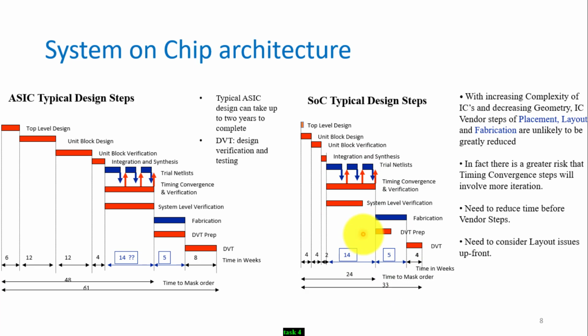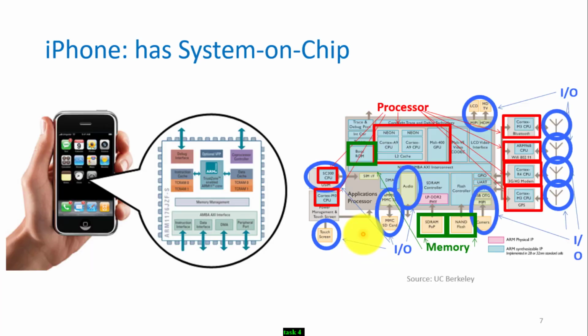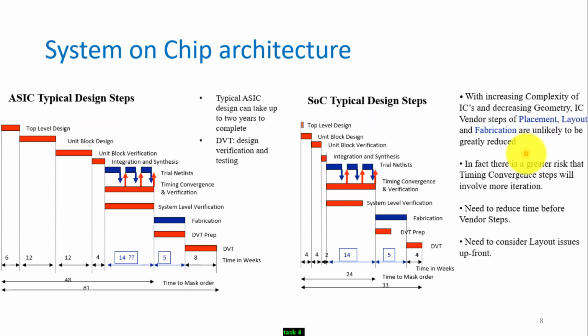Now, how is this happening? If you are going to get a processor, it's quite simple: go to the processor company and get your processor. If you want a Wi-Fi, go to the Wi-Fi company. So a system on chip uses other intellectual properties and combines them all together to get one chip. We are not creating everything from scratch.